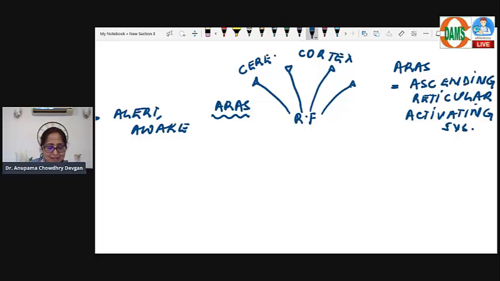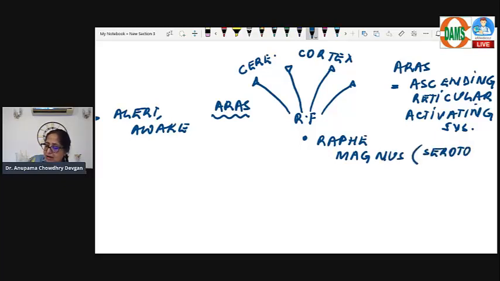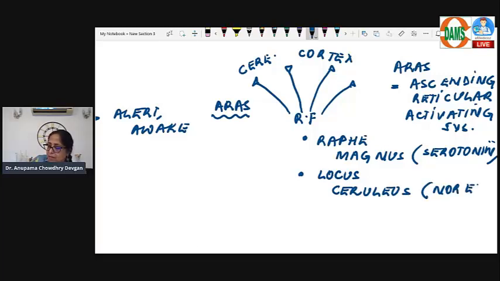Okay. Now, which are these? What is this ascending reticular activating system? This is formed by two areas of the reticular formation. And which are these two areas of the reticular formation? Number one is the raphe magnus nucleus, which secretes serotonin. And number two is locus ceruleus, which secretes norepinephrine. Raphe magnus, which secretes serotonin, and locus ceruleus, which secretes norepinephrine.